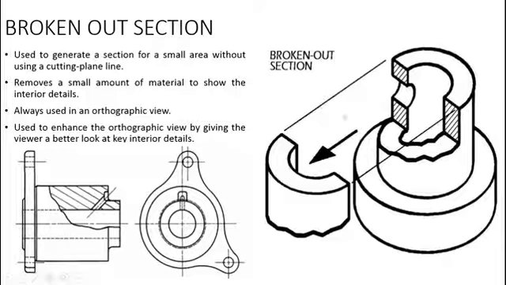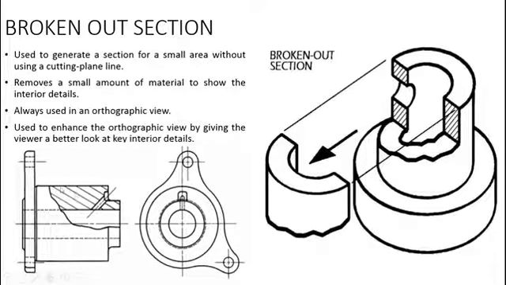It is always used in an orthographic view, just as it's shown here at the bottom. This is the orthographic view, and this is how we can show it. It is used to enhance the orthographic view by giving the viewer a better look at key interior details. If you look here, we have this drawing, and we just used a broken out section line so that we can show the details of the inside.